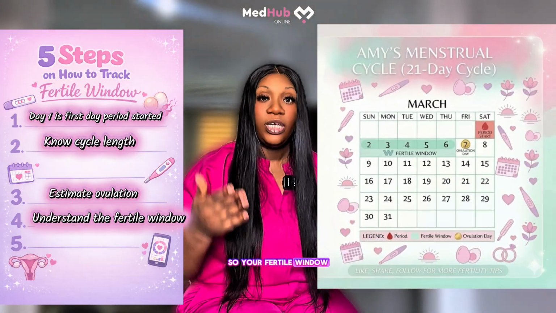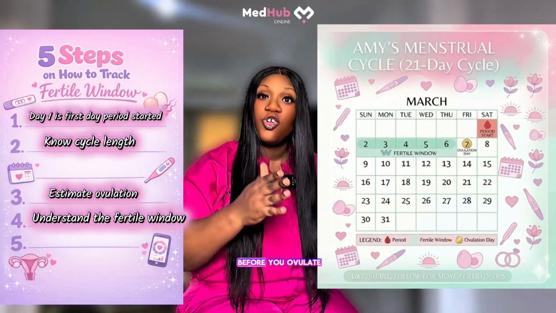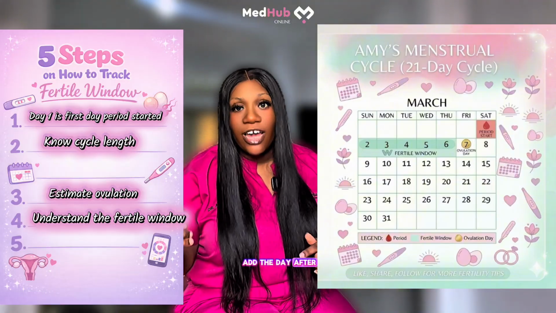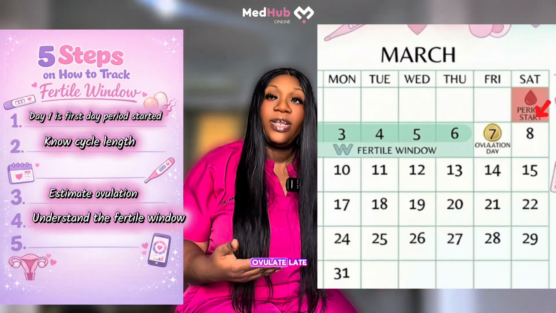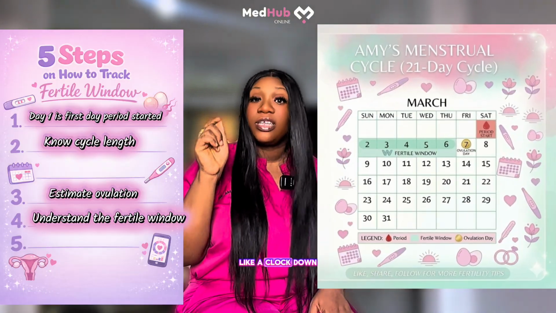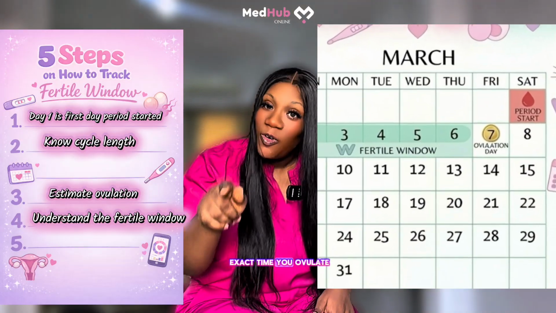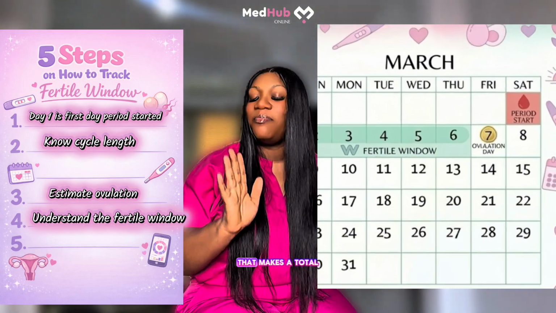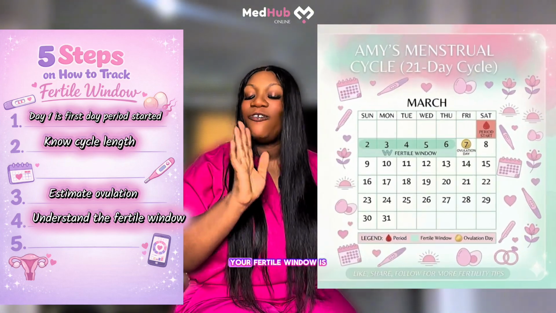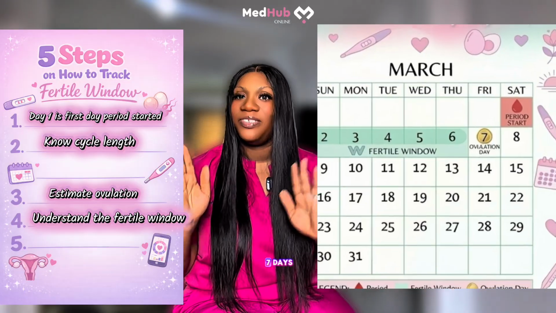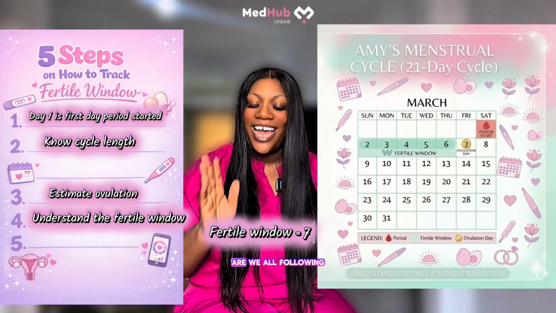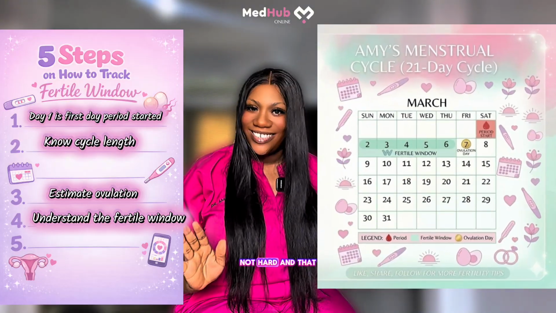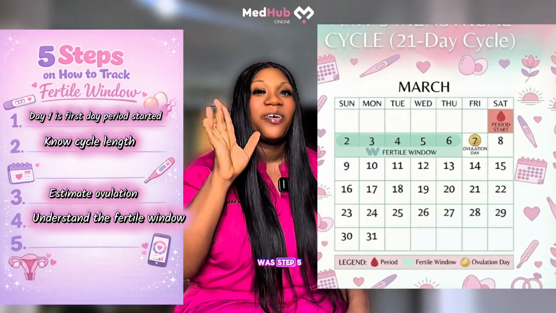So your fertile window starts from 5 days before you ovulate, the day of ovulation, and we like to add the day after you ovulate, just in case you ovulate late, because we really do not have a clock down there to know the exact time you ovulate. So we like to throw in the next day after your ovulation. That makes a total of 7 days. Your fertile window is 7 days. Are we all following? You see, was it hard? Of course not. And that was step 5.